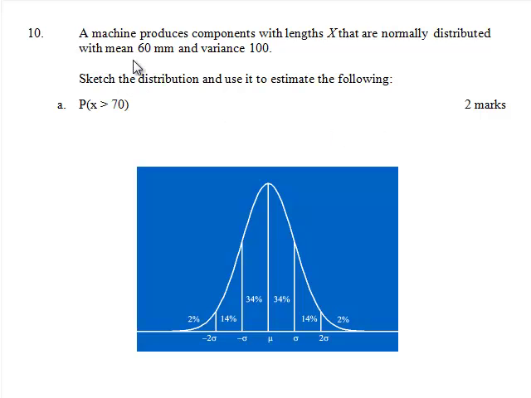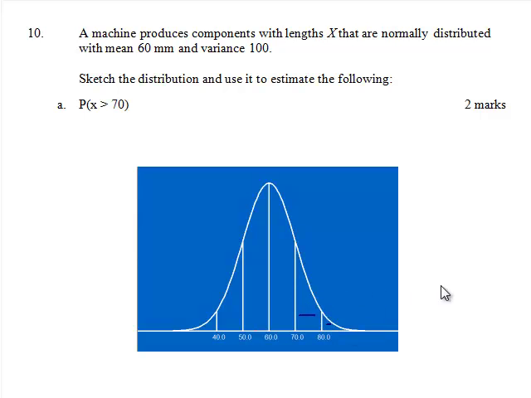So in this particular question, we have a mean of 60 and a variance of 100. The standard deviation is equal to the square root of the variance, which means that we can redraw the graph to look like this. Mean of 60, standard deviation of 10, so 60 plus 10 is 70. The question says, what is the probability of x being greater than 70? Well, that's this region plus this region here, which is 14% plus 2%, which is going to be 16%. So, in answer to the question, the probability of x being greater than 70 is 0.16 or 16%.